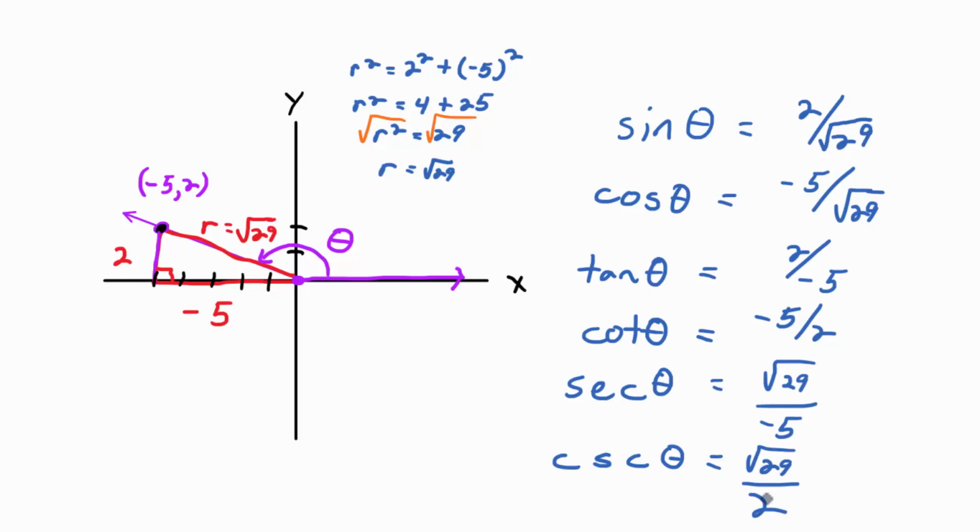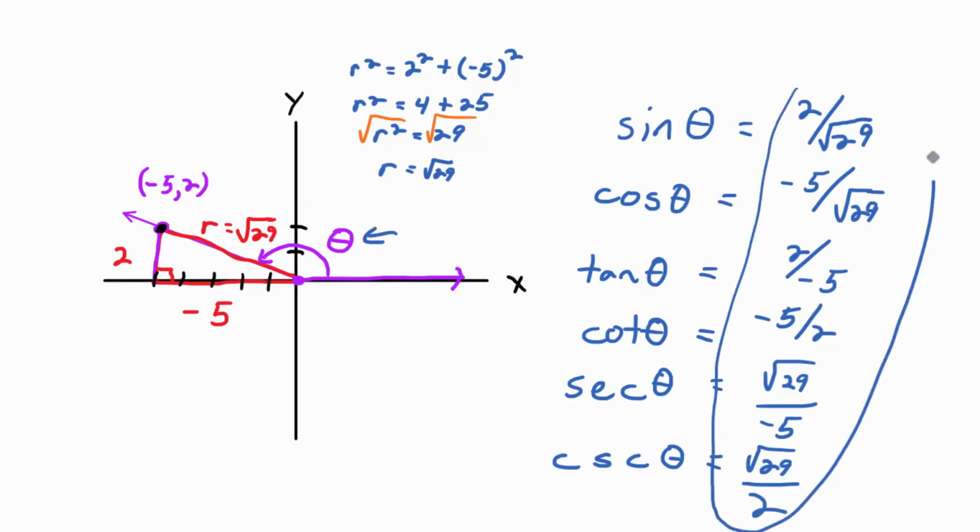And you have all the trig functions associated with that point. Not only the angle associated with the point (-5, 2), but all the trig functions of that angle you can obtain, which will be important for later on to be able to do that.